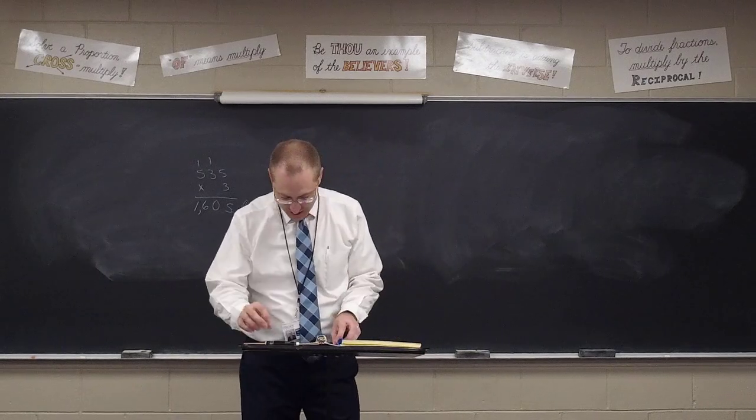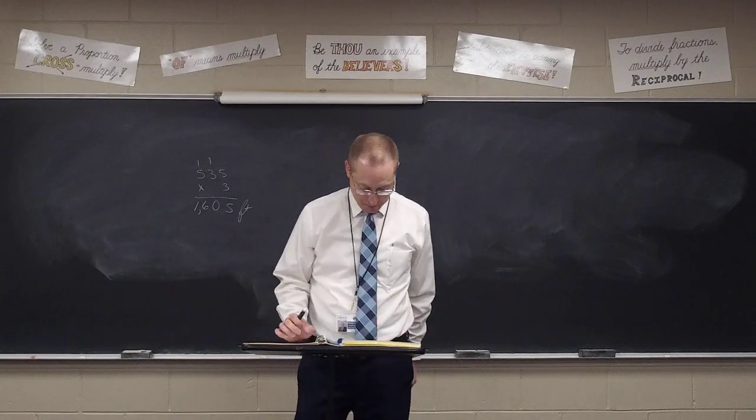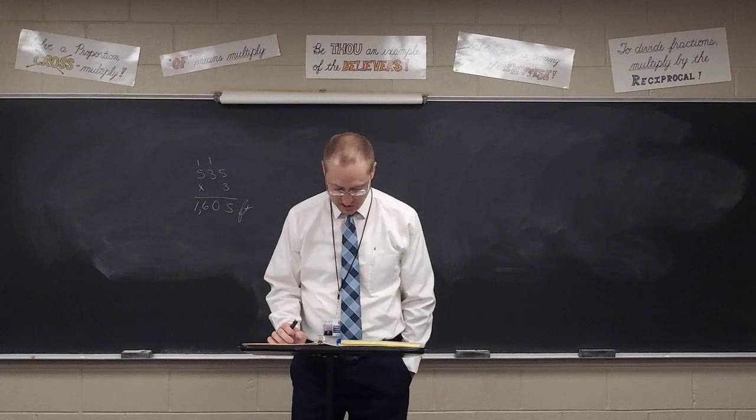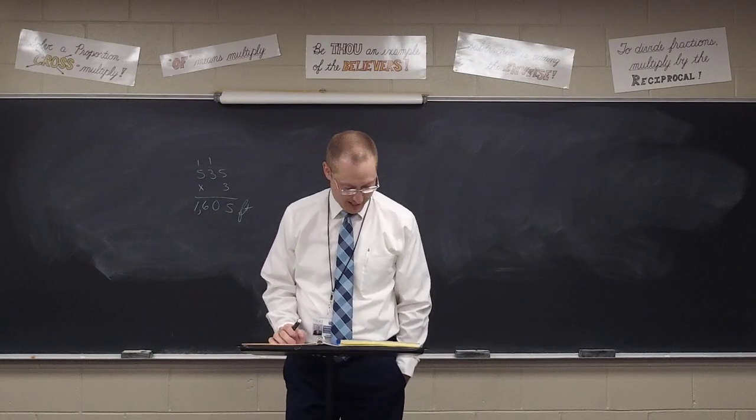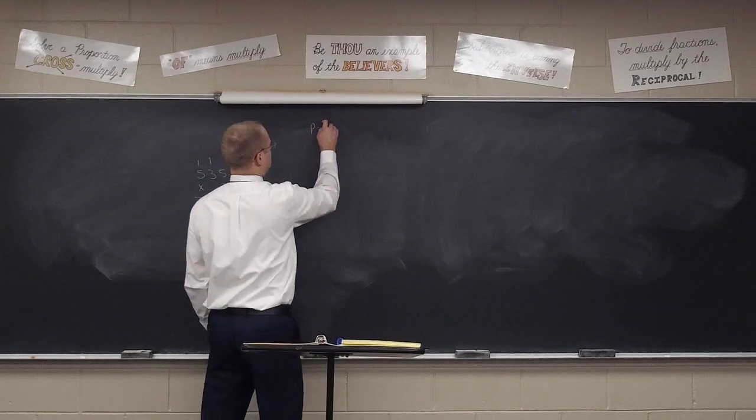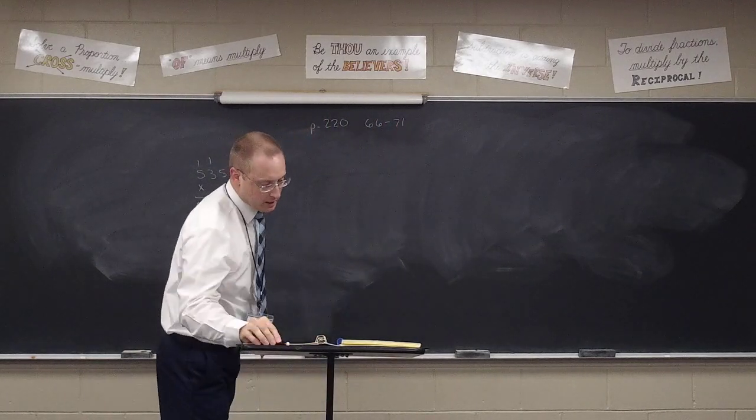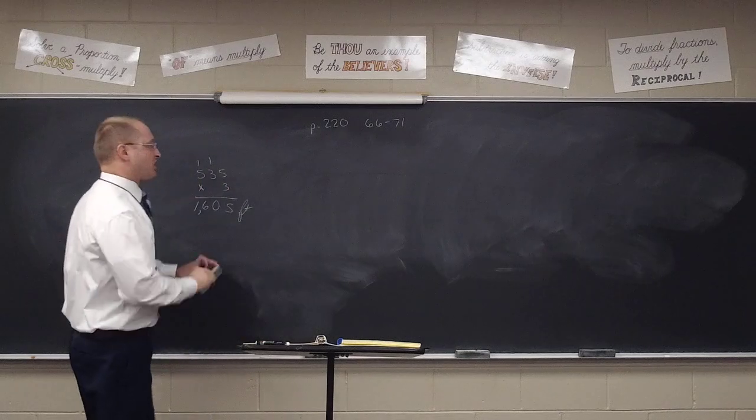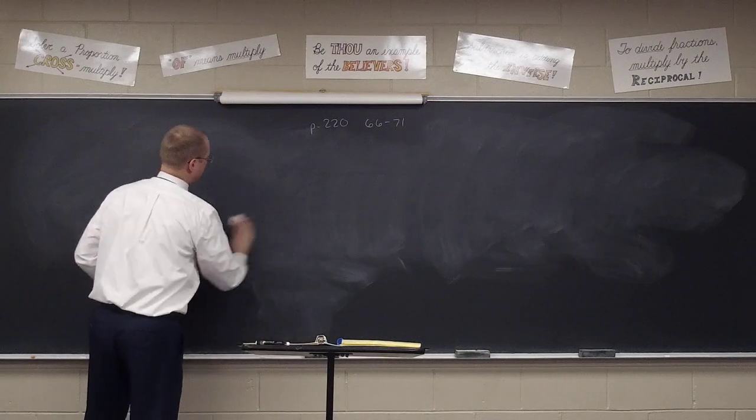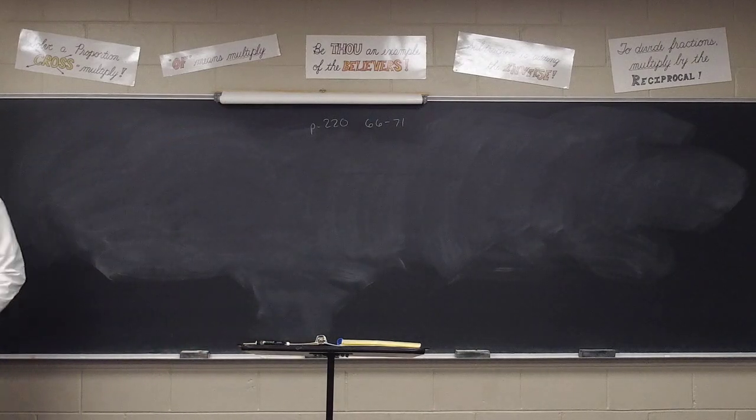All right, look up further on the page if you would, page 220, number 66 to 71 at your seats. So still on page 220, but just above the homework, I want you to do number 66 to 71. A little bit of order of operations review and a little bit more practice with converting units. Take just a couple minutes to work on these at your seats.